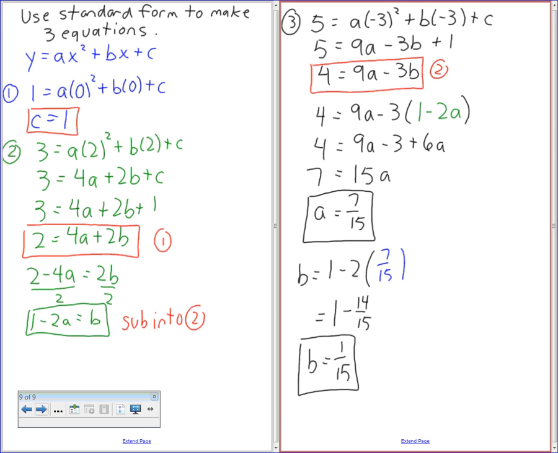You will get that, but don't put yourself down. We'll do one more of these. You can do this. Go ahead. Yep. Okay, so it'd be y equals 7 over 15x squared, plus 1 over 15x, and then plus 1. Right. Pretty good, quick.